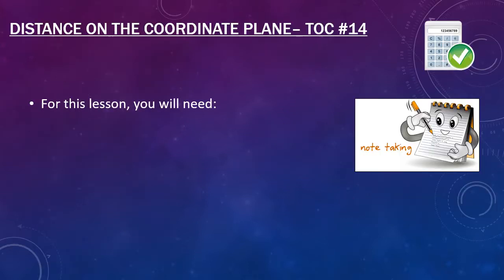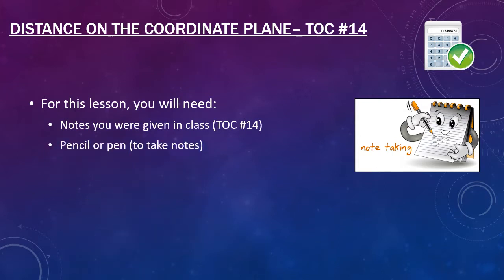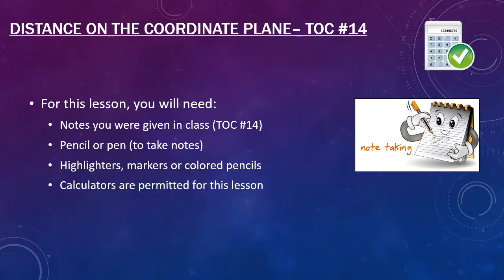For this lesson, you will need your TOC you were given in class, TOC number 14. You will need a pen or pencil to be able to complete the notes, and highlighters, markers, or colored pencils because we will be adding lots of points and you want to use different colors. And then calculators are permitted. You probably don't need them, but they are allowed.